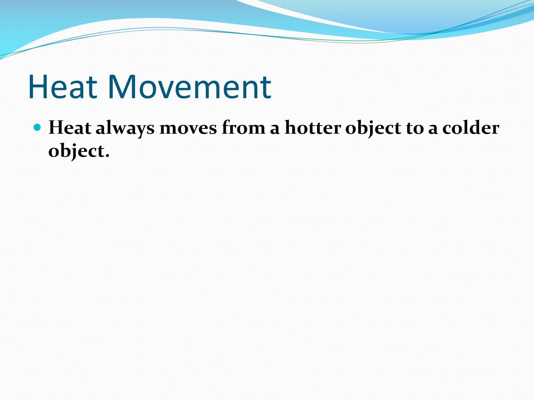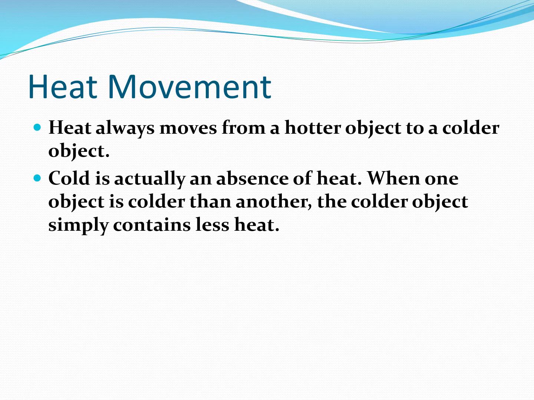So this is a general rule to learn. This is just principles of science. Heat always moves from a hotter object to a colder object. Cold is actually an absence of heat. When one object is colder than the other, the colder object simply contains less heat. So to get something cold, you're going to have to remove the heat from it. And that's also another rule to learn as we go forward. To make something cold, you have to remove the heat from it.